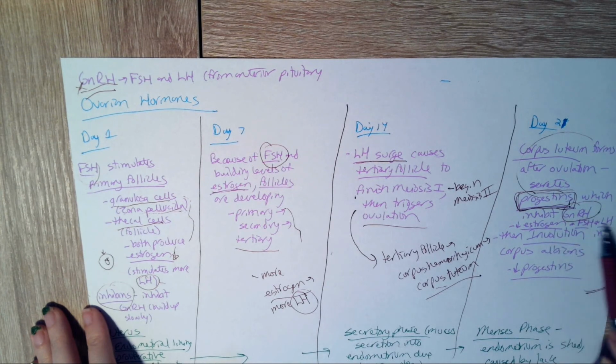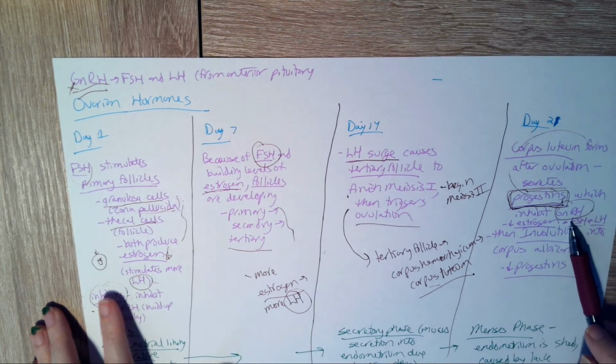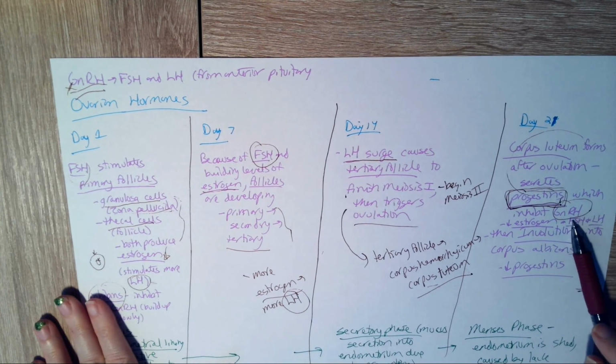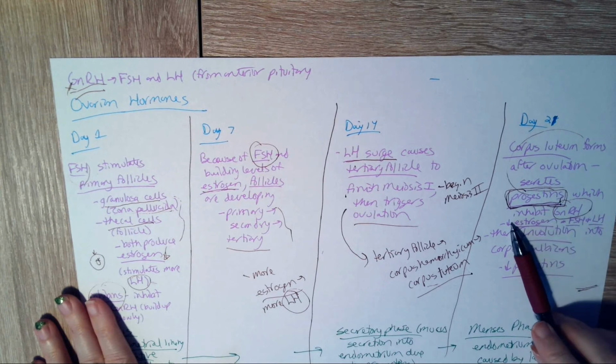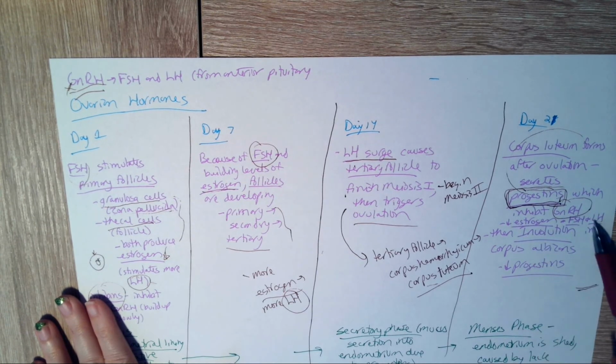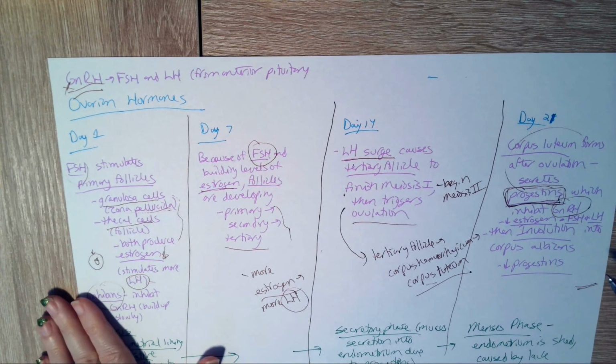When we drop all of those hormones, so follicle stimulating hormone no longer stimulating the follicle, that's going to decrease estrogen itself, which also helps to decrease luteinizing hormone in turn. So all of the hormone levels are plummeting at this point except for progesterone.